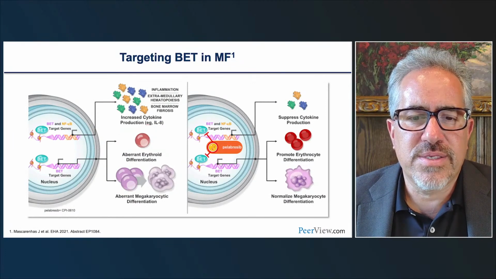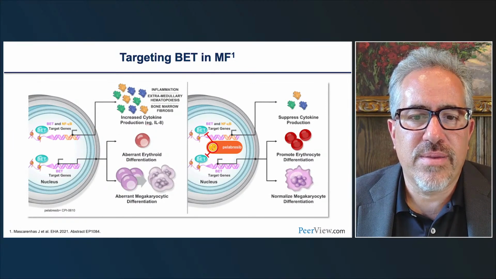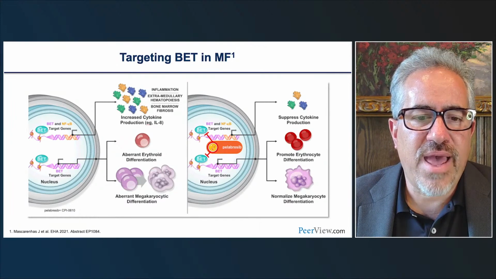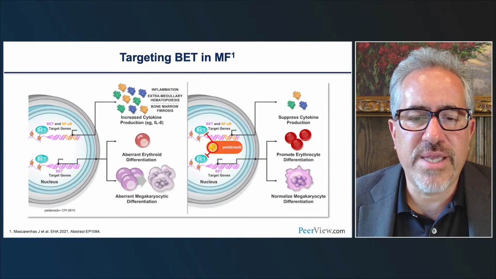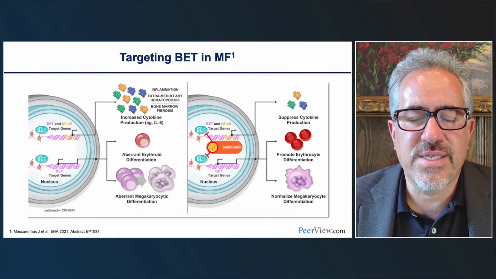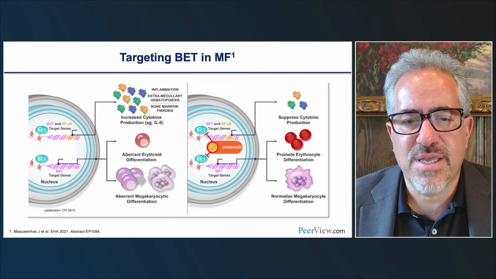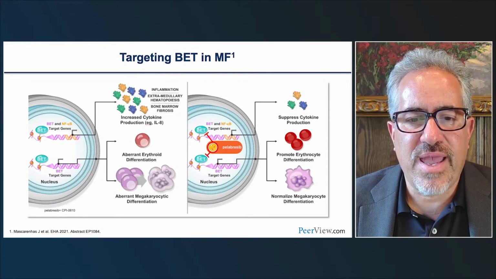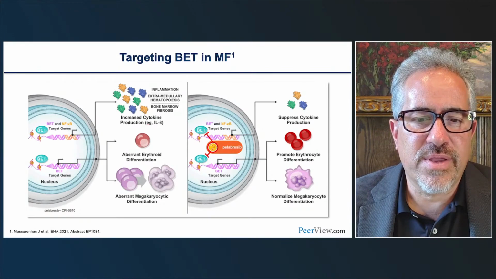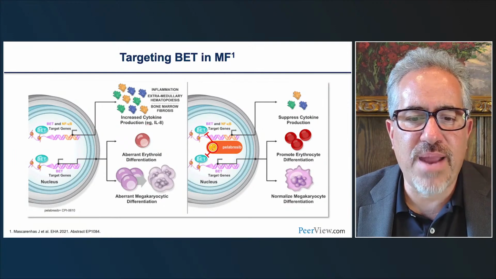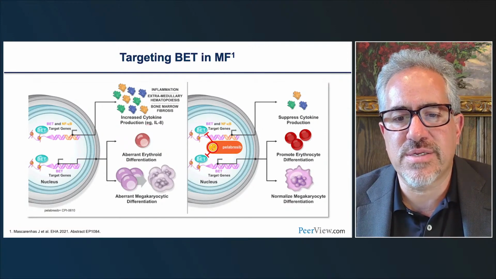Pivoting, there is great interest in targeting BET, and BET having an impact really on the nucleus, having impact on increased cytokine production that leads to inflammation, extramedullary hematopoiesis, bone marrow fibrosis, cytokines that have been previously demonstrated to be involved with both the pathogenesis as well as even a decrease in survival with increases in IL-8. There can be aberrant erythroid differentiation and aberrant megakaryocytic differentiation.